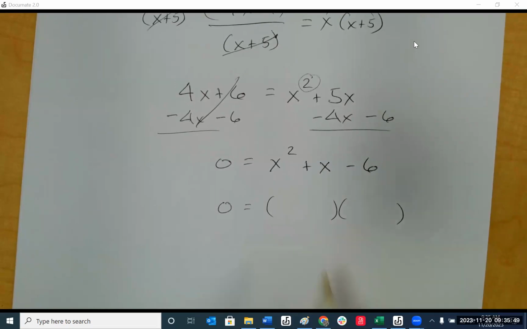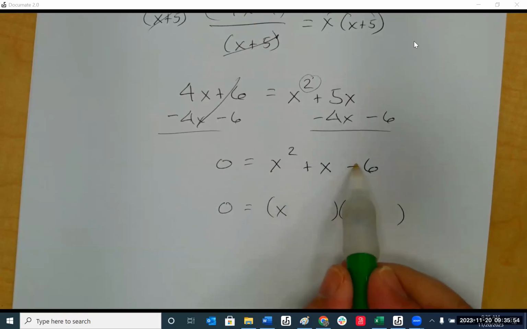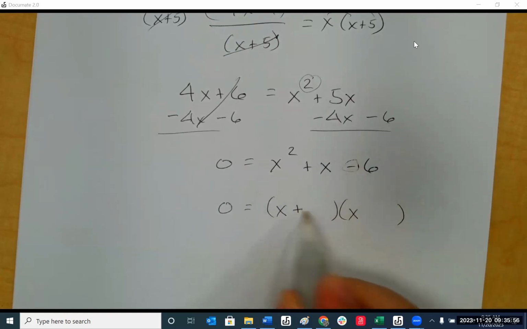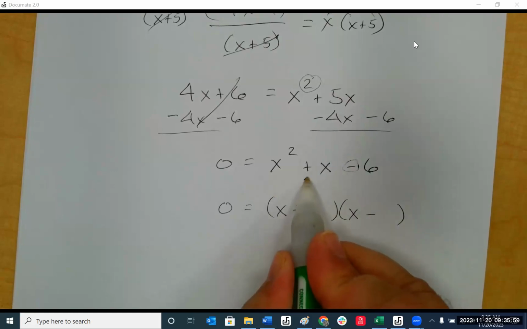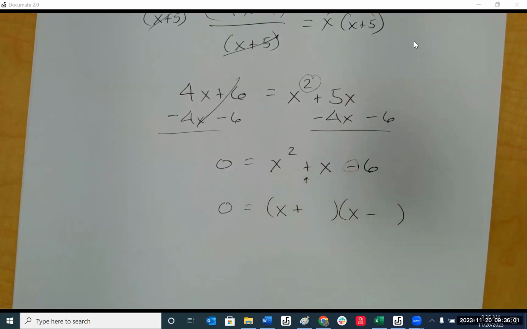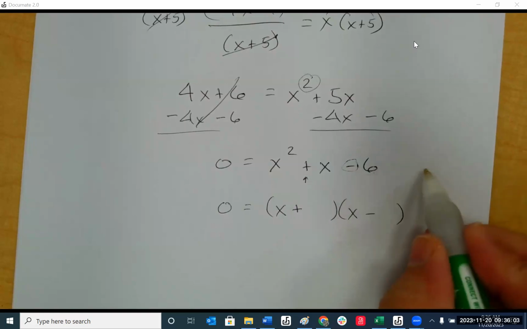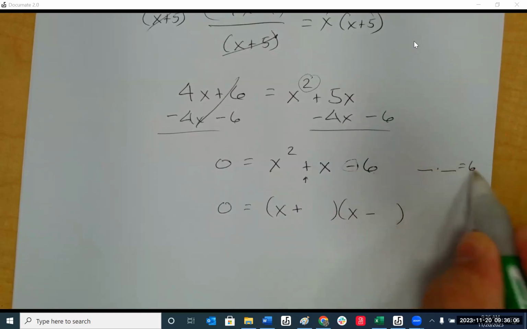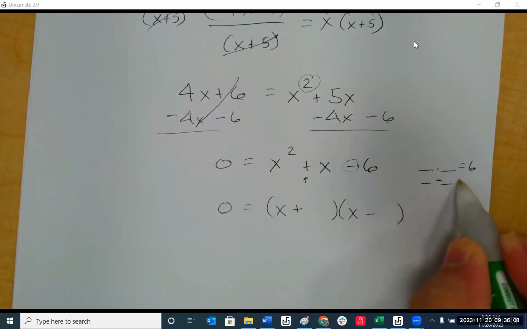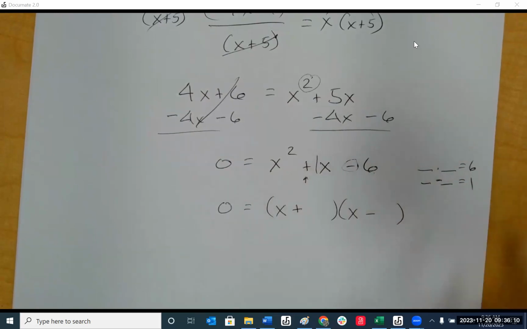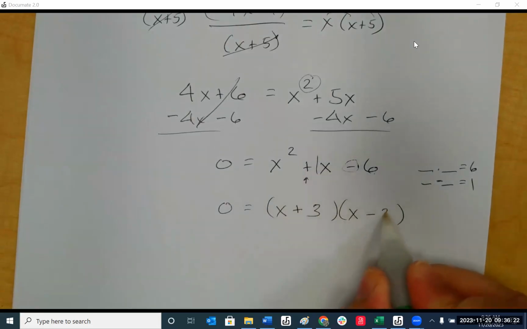We can factor it. So x, second sign is a minus, so it's opposite signs. The bigger number gets the positive. What times what equals 6? When I subtract them, it equals 1. Three times 2. 3 minus 2 is 1. 3 times 2 is 6. So the 3 gets the plus.